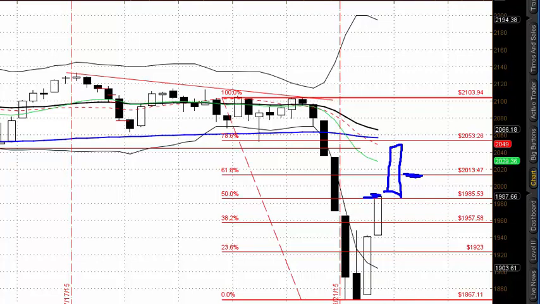Hope you enjoyed that video. Hope that helps you guys if you're planning on shorting this market, and if you're long on this bounce. And keep a close eye on what happens here in the next couple of days.